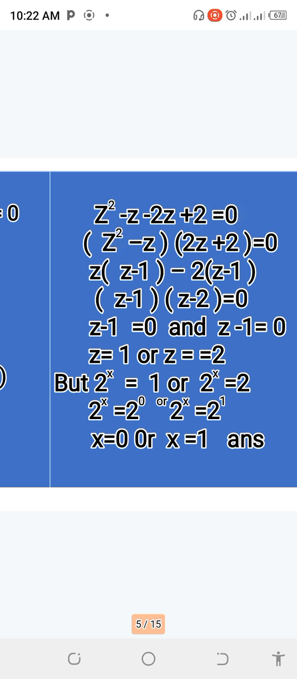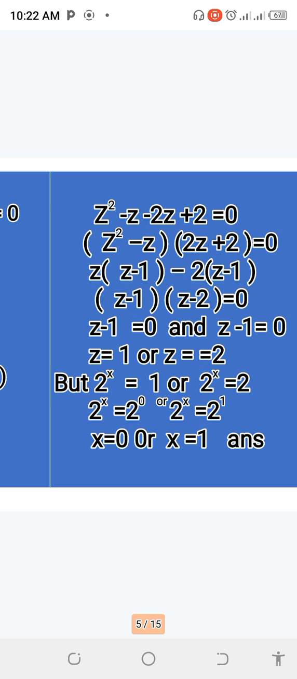Now what do we do here? We do factorization by grouping. We group them into 2, where we have z exponent 2 minus z as one group, and the other group is minus 2z plus 2 is equal to 0. Then we factorize. When we factorize, we bring out the thing that is common here, which is z. z divided by z square, we have z. z divided by z, we have 1. So we have now z minus 1 here.